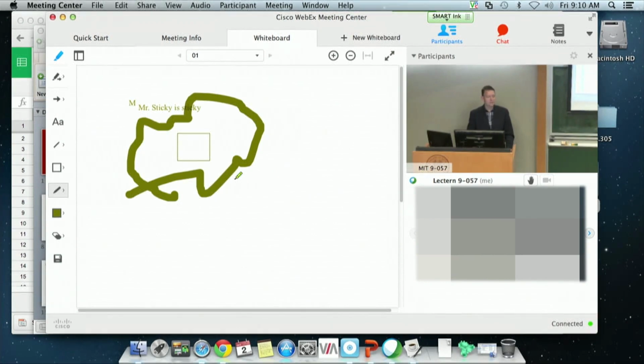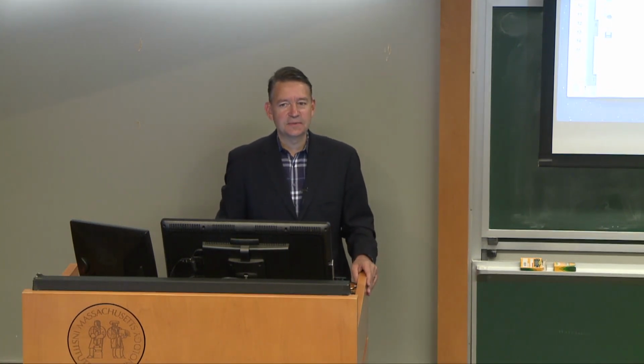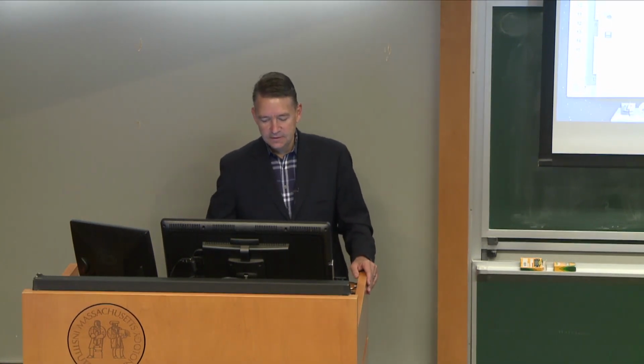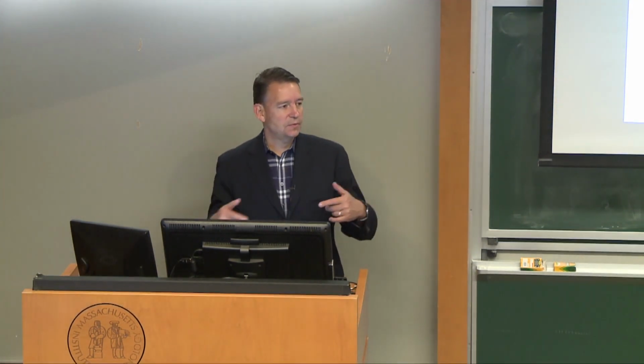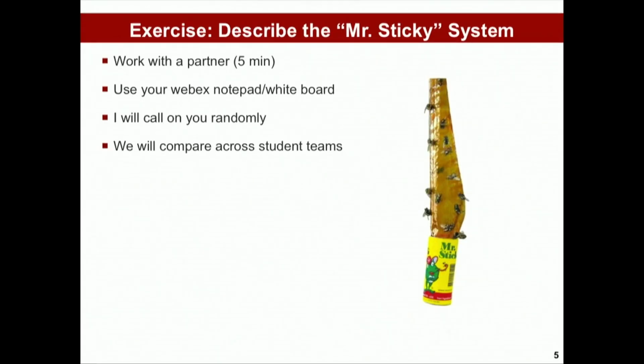Okay, so the reason I want you to do this on the whiteboard is such that we can then go around and look at some examples. So the assignment is take 5 minutes, turn to your partner, and try to describe this system. And then we'll sample people's descriptions. Go for it.